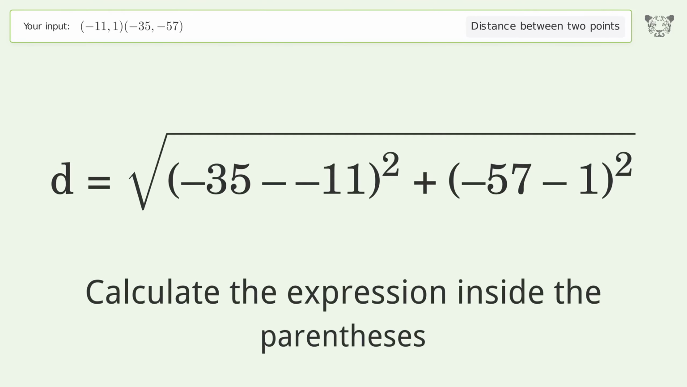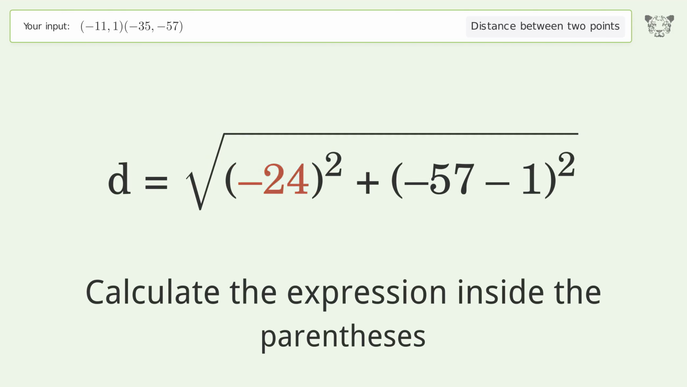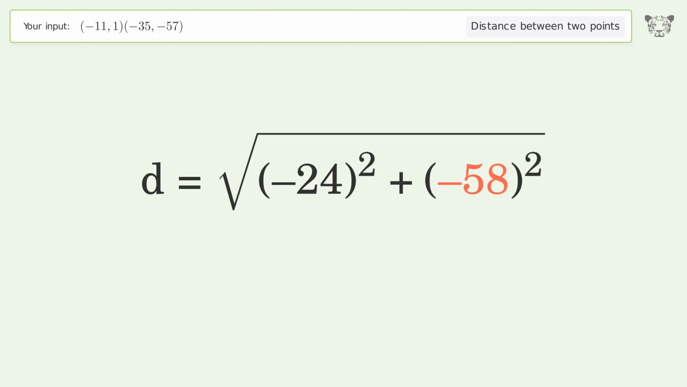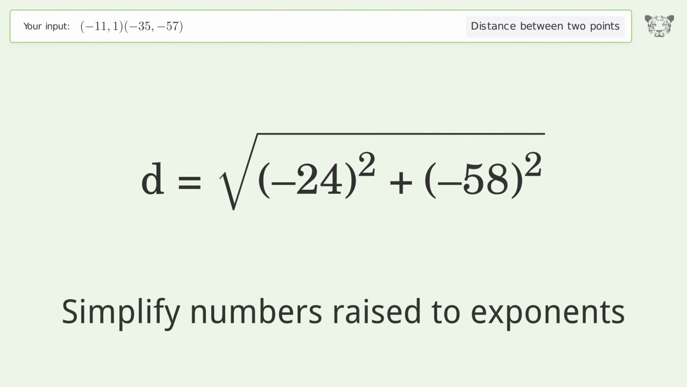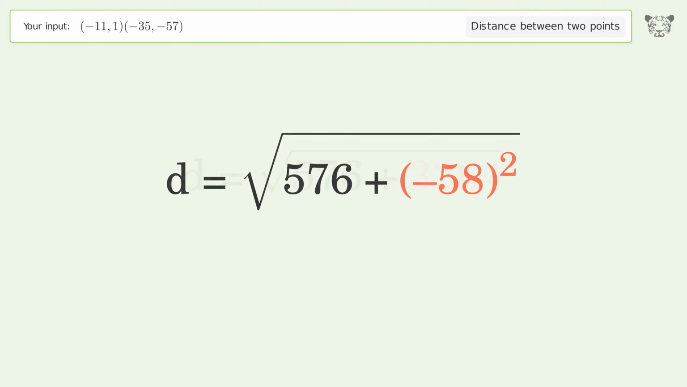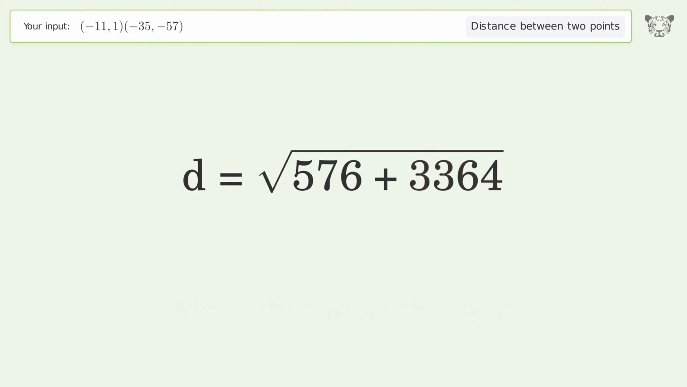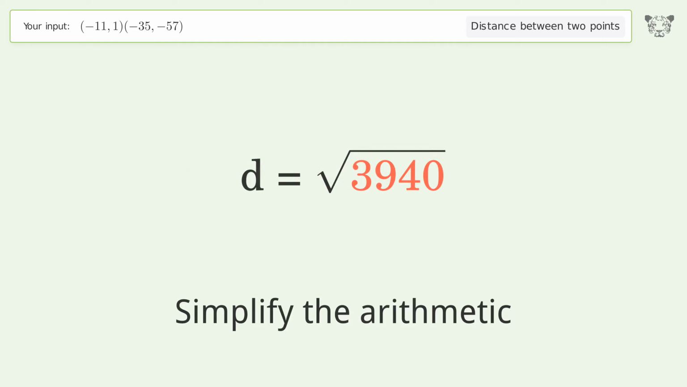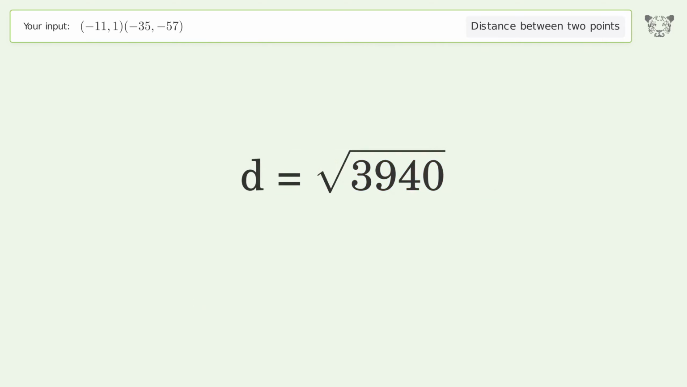Calculate the expression inside the parentheses. Simplify numbers raised to exponents. Simplify the arithmetic. And so the distance between the 2 points is the square root of 3,940, or 62.769.